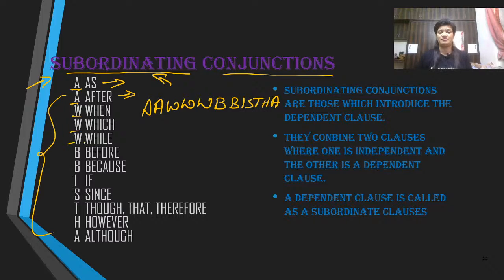W has many different types of conjunctions. It's not just when, which, or while; we have many different conjunctions starting with W. Therefore, I only brought in three over here. B is before, because; I is if; S is since; T is though, that, therefore. Any other conjunction with the letter T? We have though, that, therefore, than, what. What else do we have with the letter T?